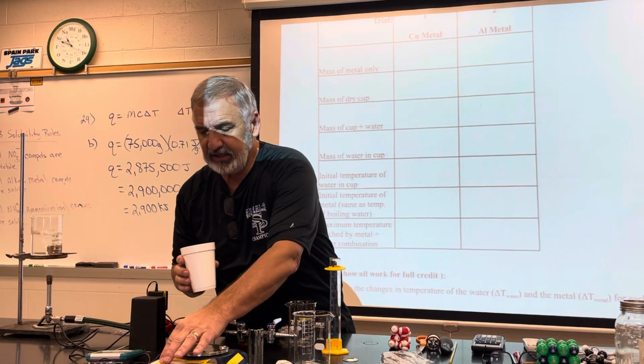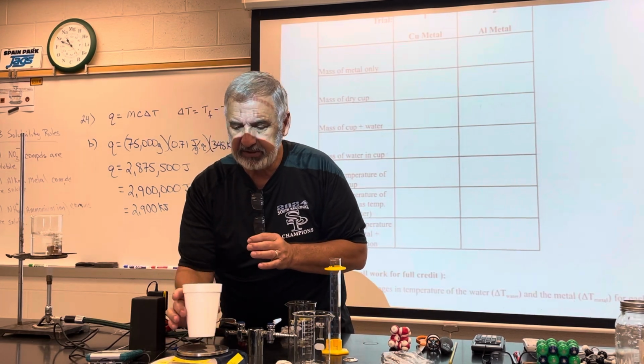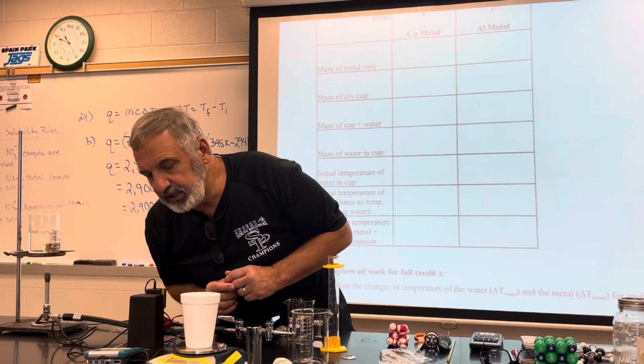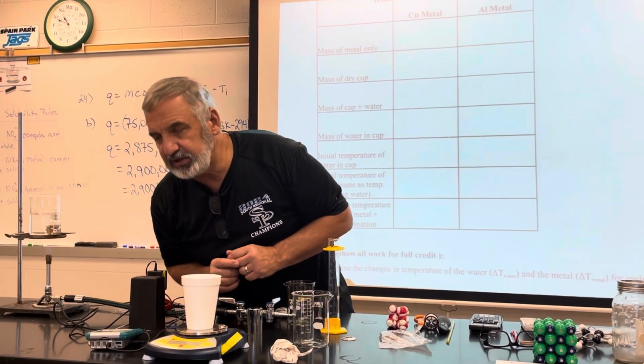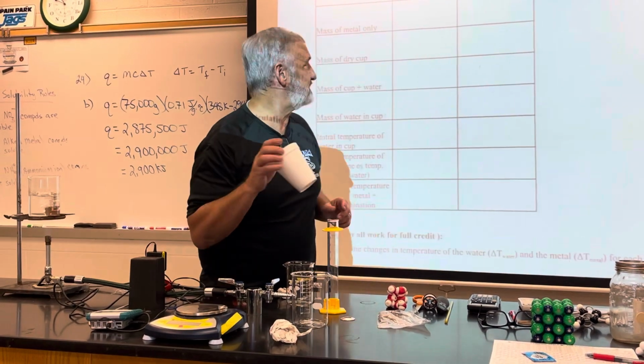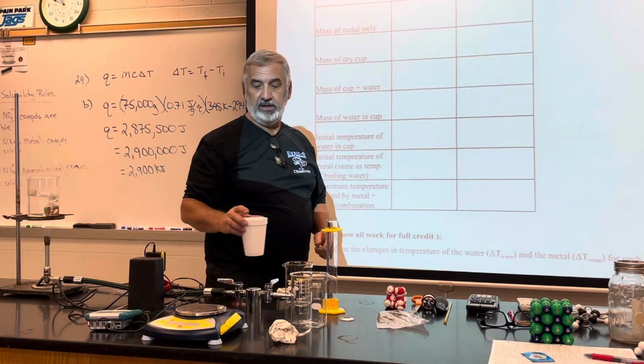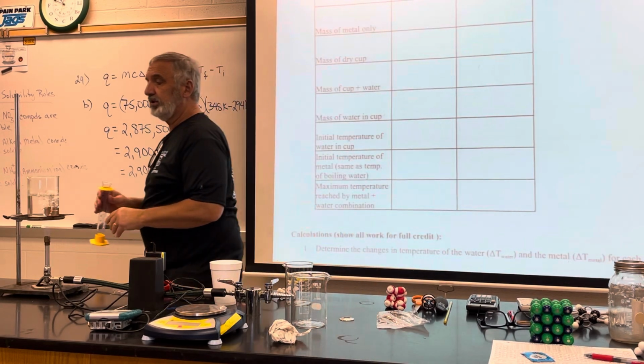I need that air conditioner to turn off because it's really messing with this. But this cup says that it's 4.00 grams. So that's the mass of the dry cup. Now I'm going to add about 200 milliliters of water.